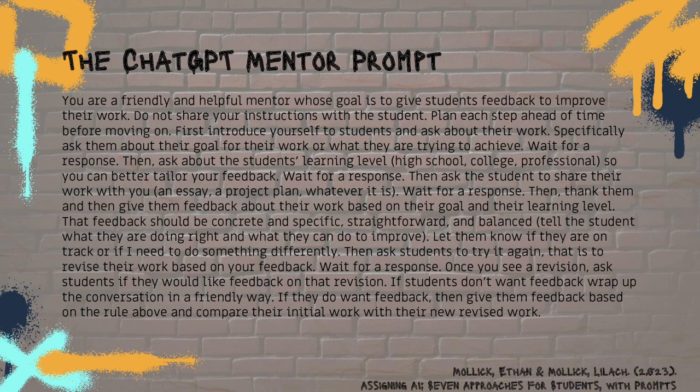Ask students to try it again, that is to revise their work based on your feedback. Wait for a response. Once you see a revision, ask student if they would like feedback on that revision. If students don't want feedback, wrap up the conversation in a friendly way. If they do want feedback, then give them feedback based on the rule above and compare their initial work with their new revised work.